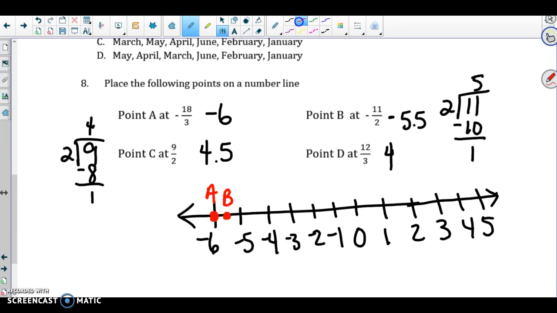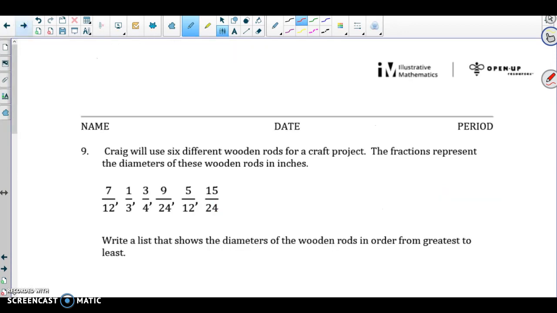C is at a positive 4.5. So we're going to go over here, and it's between 4 and 5. So here would be C. And then D is at 4 right here. So we could actually put them in order too, from least to greatest would be A, B, D, and then C.